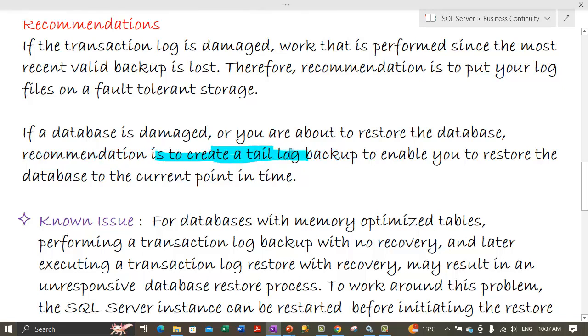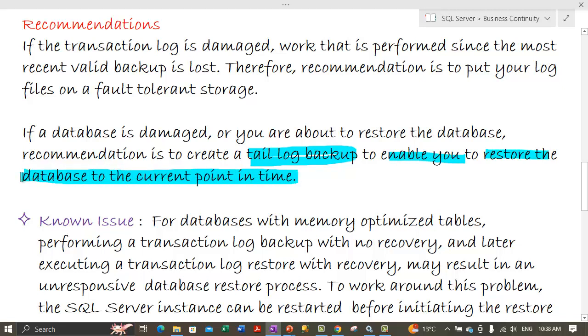You can watch this process in some of my other videos. Watch my business continuity playlist; the link can be found in the description. There you can find videos related to transaction log backups and restore procedures, which show how to take the tail log backup. Here we are just talking about the theory part. Whenever we want to perform any restore, we generally take a tail log backup, which enables us to restore the database to the current point in time.